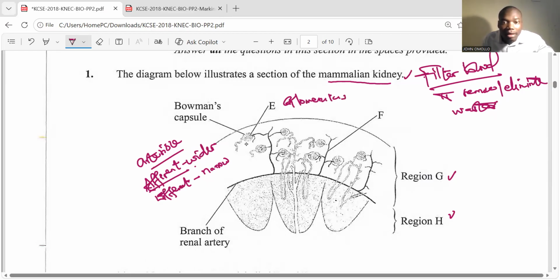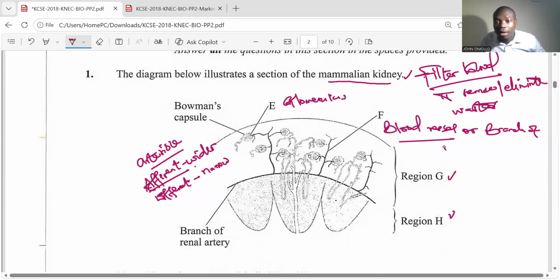There is the Bowman's capsule that surrounds, or encloses, the glomerulus. And then this part here, these are blood vessels. It is just a blood vessel. Or they can be called a branch of the renal artery. You can see it is a branch of the renal artery.